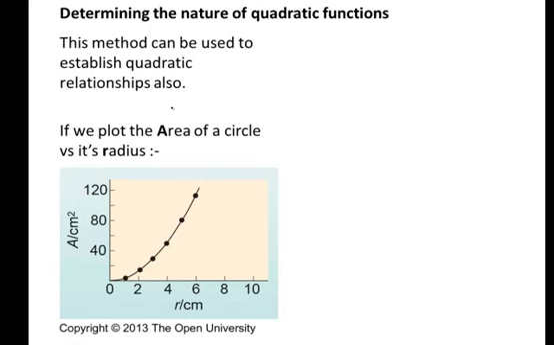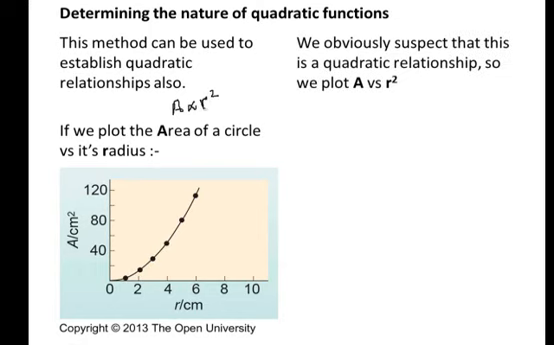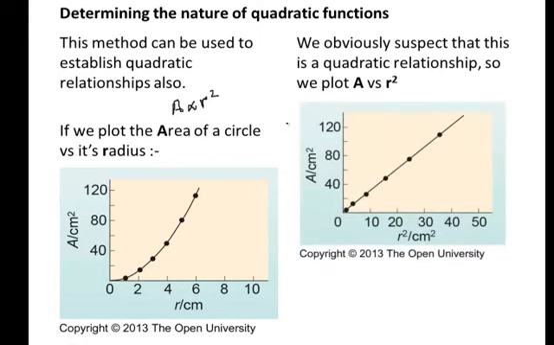So because we suspect area is proportional to r squared, we're going to plot a versus r squared. And when we do that, we get our straight line passing through the origin. So this verifies then that a is proportional to r squared. If we get the slope of this graph, it's actually pi. So now the exact relationship is a is equal to pi r squared, which is the area of a circle.